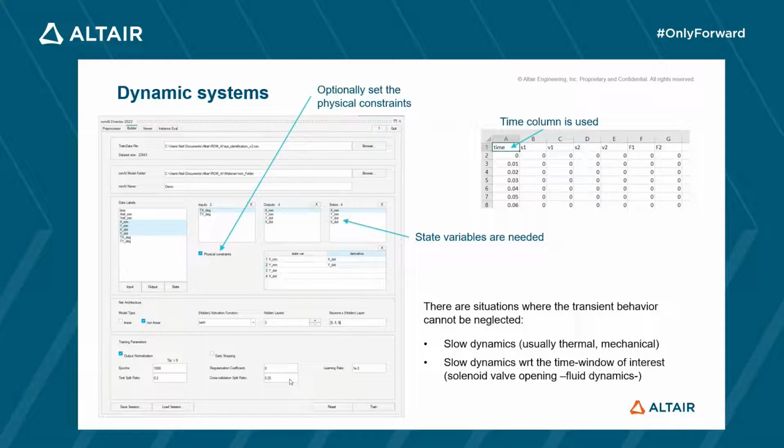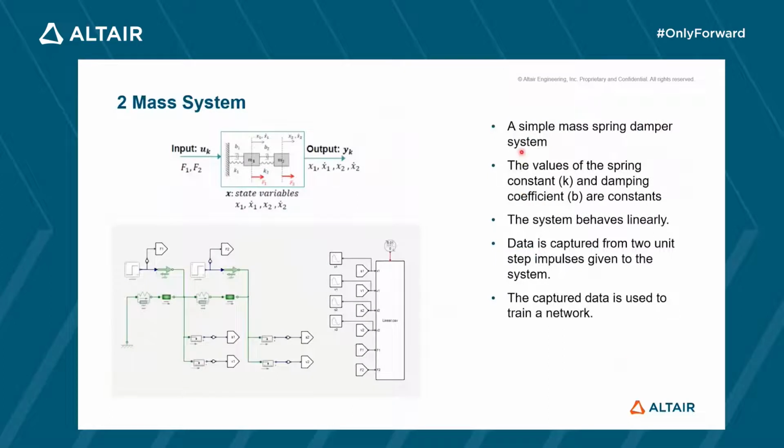Right. So one example of a dynamic linear system is a two-mass system. It's a simple mass spring damper, two of them arranged in series. And the values of the spring constant and the damping coefficient are constants, so they don't change. And this is why the system has a linear behavior. The data in this particular case was captured through an Activate model, and this was the data used to train the neural network. So here in this case, since we know that this system is linear, we could simply set the network architecture activation to linear. And that's it.